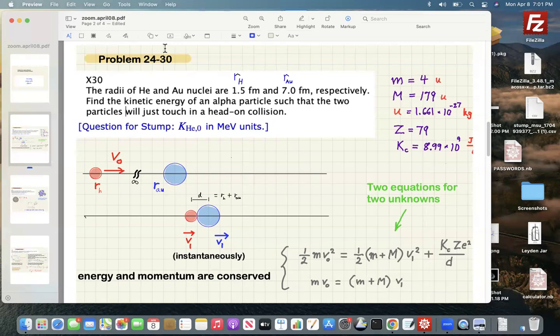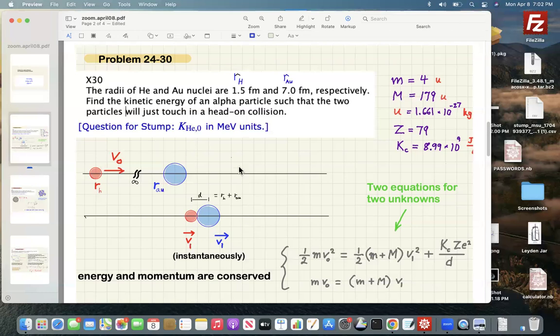And this problem 30 from chapter 24 asks what kinetic energy is necessary so that the alpha particle will just touch the nucleus. So you're given the radii in femtometers.